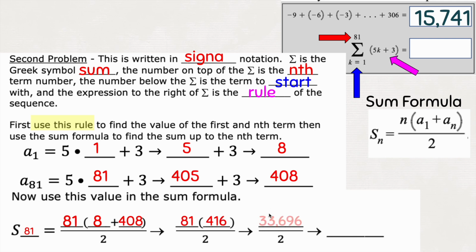Now I'm going to multiply by 81, and I get another nice big number here, 33,696. And I'm going to divide by 2 to get 16,848. All right, so this was using the sum formula with a sequence and using the sum formula with sigma notation. So I hope that helped, and I will see you in the next video.